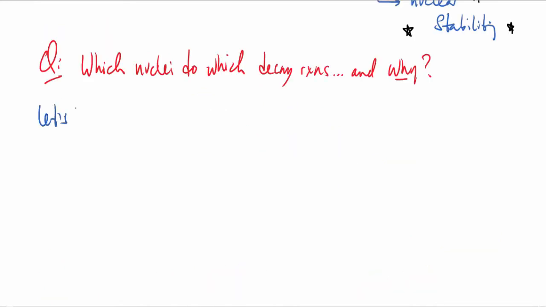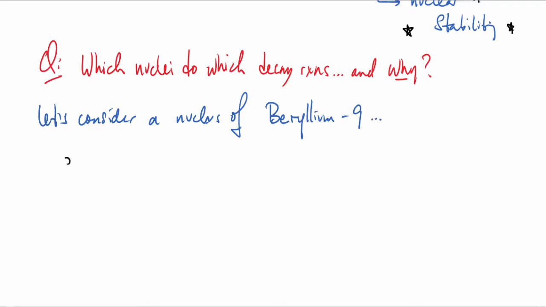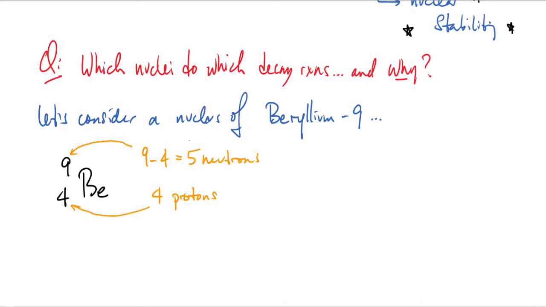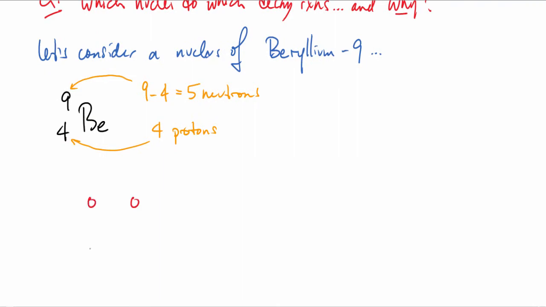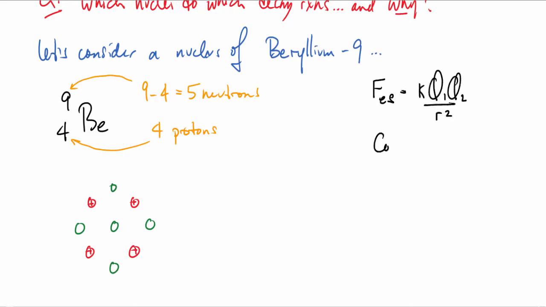Let's consider a nucleus of beryllium-9. I've chosen beryllium-9 just because it's easy to draw. So let's see what beryllium-9 really means. Well, it's 9 over 4 beryllium, which means we have 4 protons and 9 minus 4, 5 neutrons. So total mass of 9, atomic number of 4 protons, total mass of 9, 5 neutrons. Here are the protons drawn in red and the neutrons shown schematically in green.